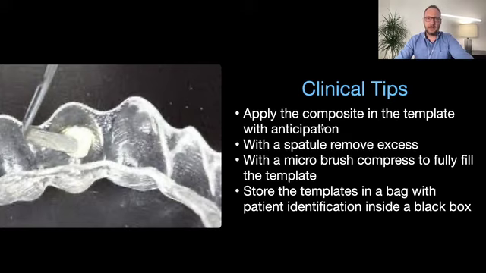So you can apply the composite in the attachment template in advance. Don't leave it to do in front of the patient, because to do it with quality, you need a lot of time, okay? If you have an assistant to do that for you, ask her to prepare it before the appointment, okay? So with a spatula, you can remove the excess and apply with the spatula. A micro brush you can use to spread, to compress, to fully fill the template. And then you can store it again in the bag that came from the company and inside a black box without any light, because this is a photopolymerization process, okay?